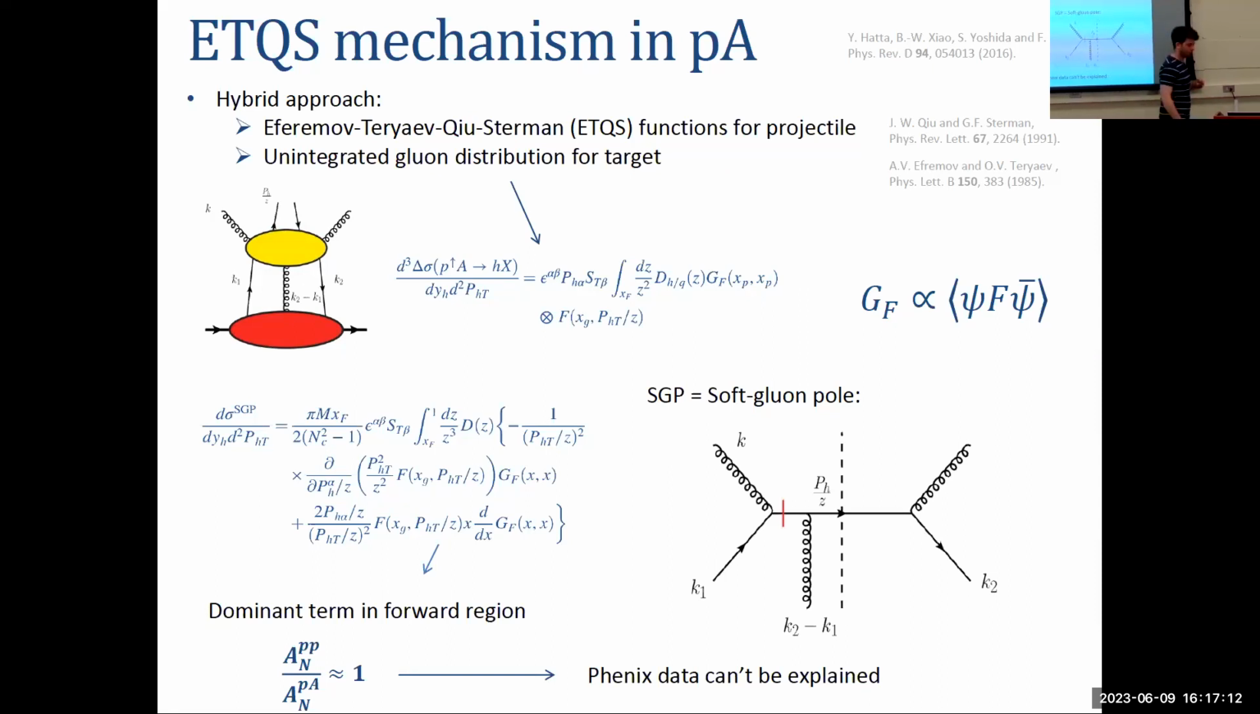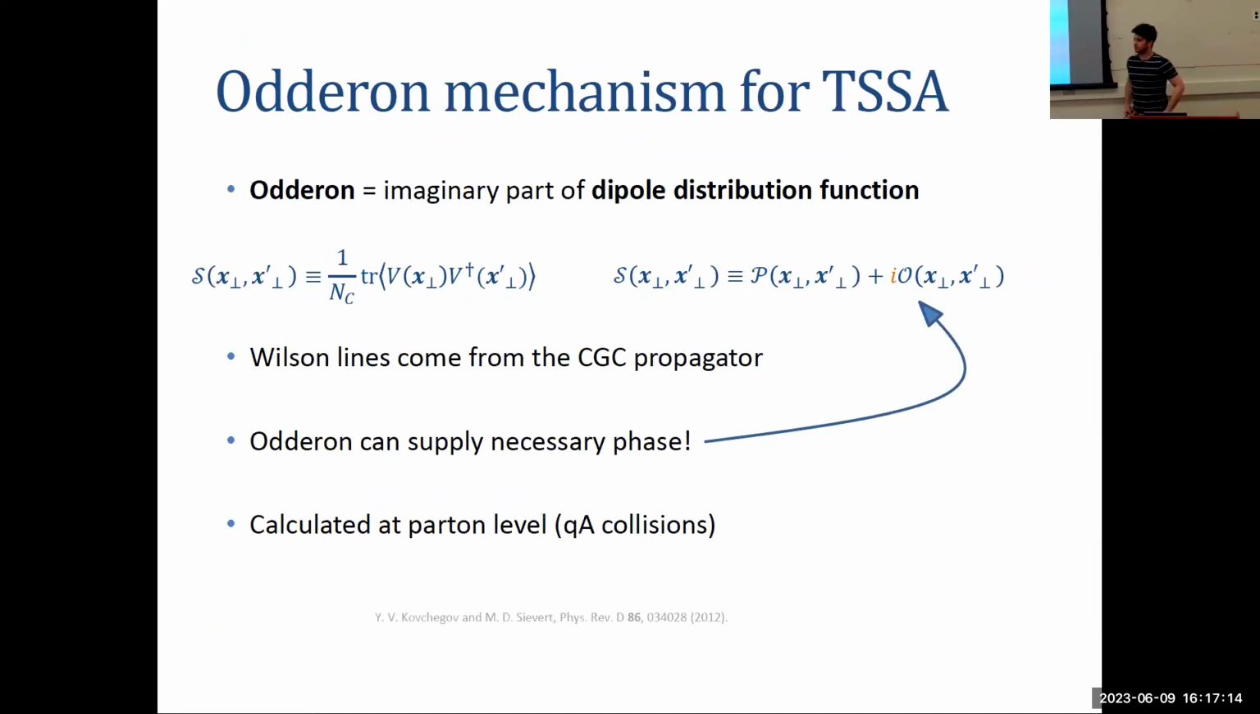Now let's go to the odderon mechanism. It was first introduced in 2012 by Yuri Kovchegov and Matt Sievert. They were trying to calculate asymmetry in the collision of a quark with a nucleus, and they were also using the color glass condensate effective theory. First, I want to introduce this object.